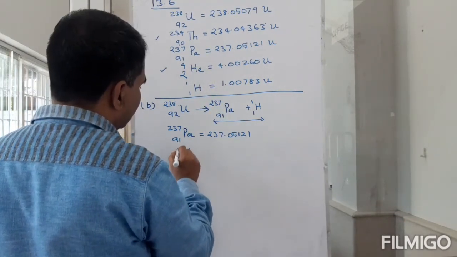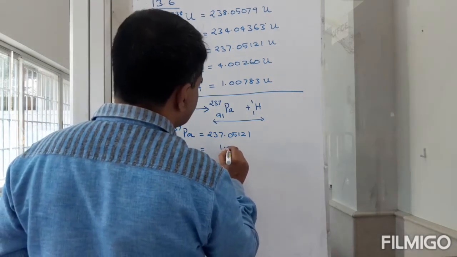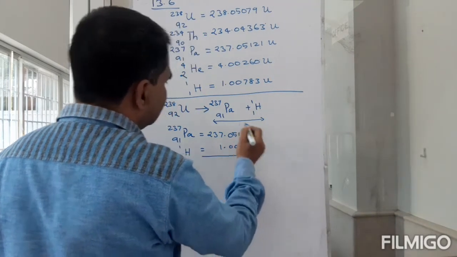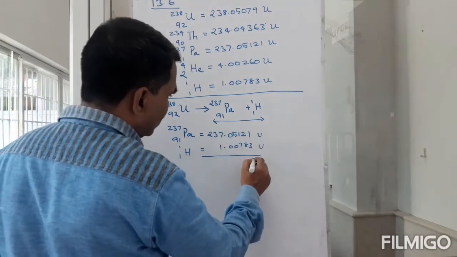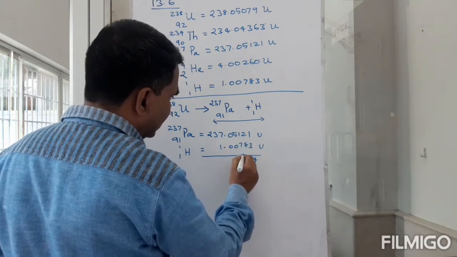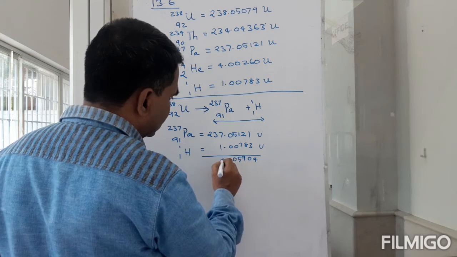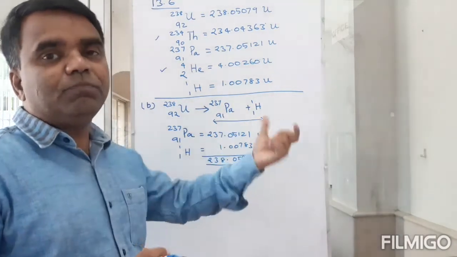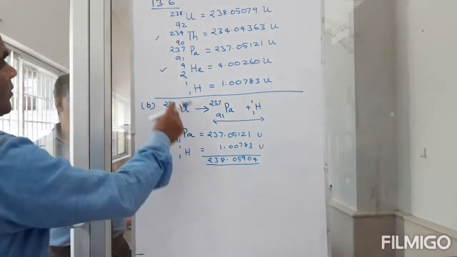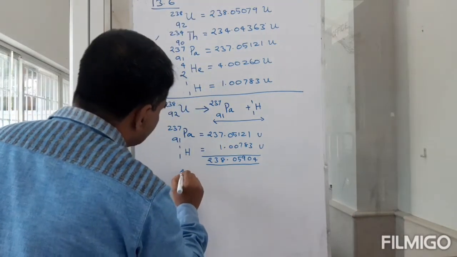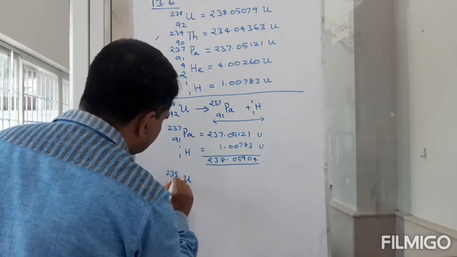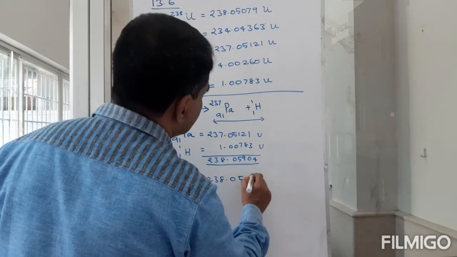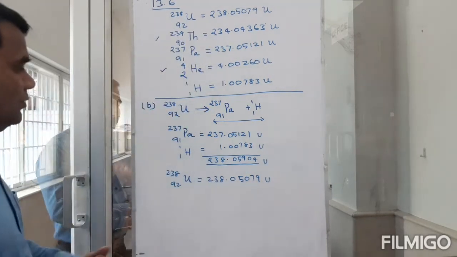It's given. 1H1 is equal to 1.00783. That's what's given here, right? So if we add these two, then it will be 238.0.8238... the sum of the products. So this is the mass of the products. What is the mass of uranium-238? You started with uranium-238, 92-238. It's 238.05079. Note here. You started with this.